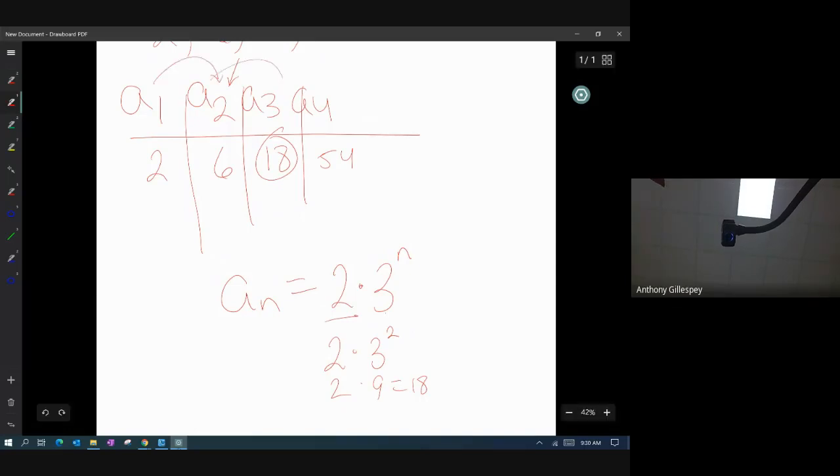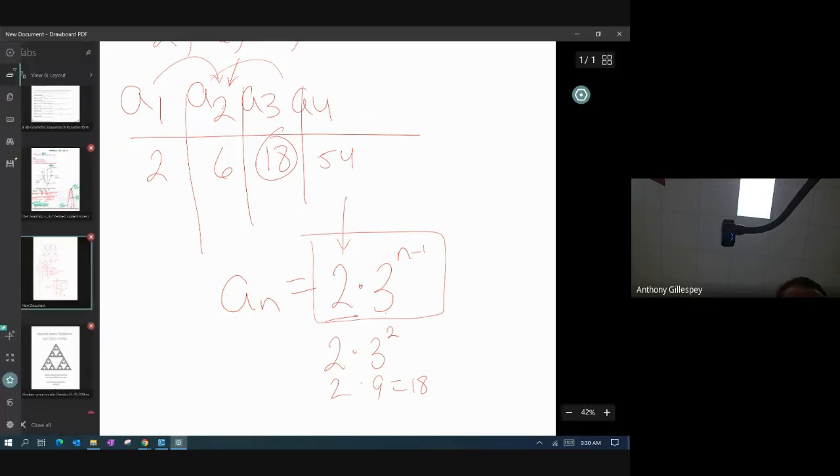Can we fix this formula? How? N minus 1. Good job. Yes, n minus 1 does it. First term, start with 2, multiply by 3, one less time than the number you're trying to get to. If I'm trying to get to the second number, I multiply by 3 one time. If I'm trying to get to the third number, I multiply by 3 two times. It's n minus 1. That make sense, everyone? All right. So that's the first part of this.